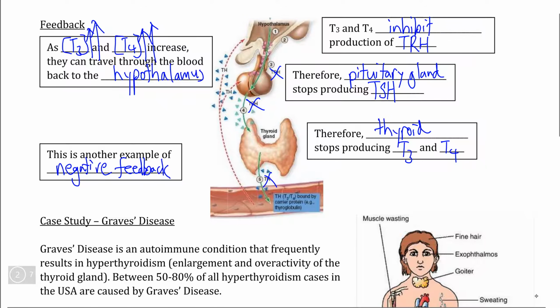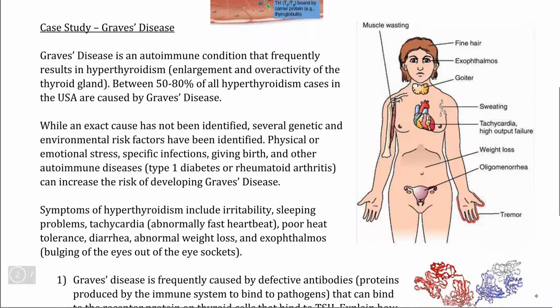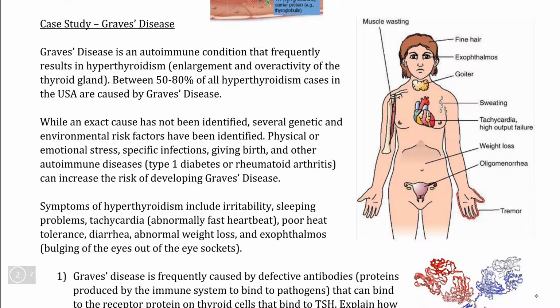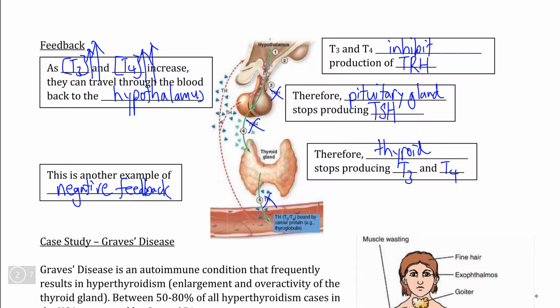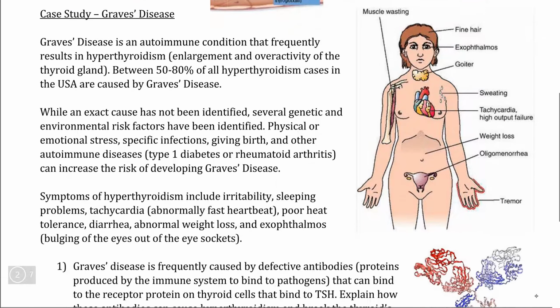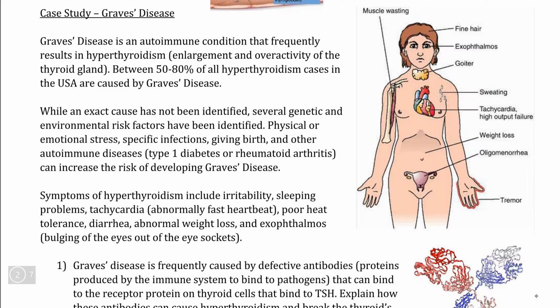In conclusion to this, you can put your knowledge of catabolic regulation to use by investigating this case study on Graves' disease, a common symptom of which is hyperthyroidism, which is an overactivity, or dare I say constant activity, of the thyroid gland. So see if you can read through this case study and put your knowledge of thyroid regulation, of catabolism, to use to see if you can understand how this particular disease works.